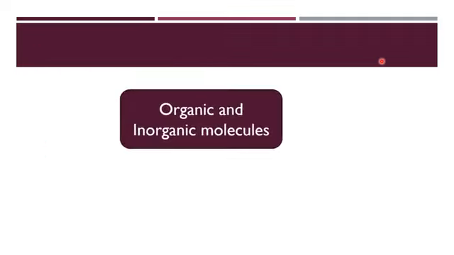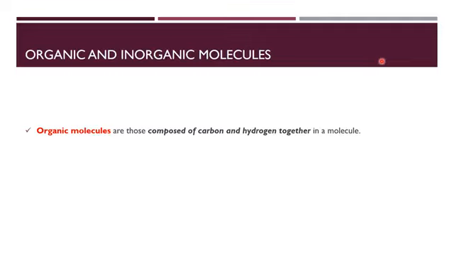Now we'll discuss the organic and the inorganic molecules. The organic molecules are those compounds which are composed of carbon and hydrogen together in a molecule. We have divided these organic compounds or molecules into two types. The larger ones are known as macromolecules, and examples of these macromolecules are cellulose, fats and proteins. These macromolecules have a large size, and their molecular weight is quite high.